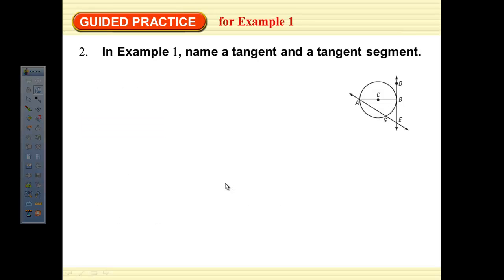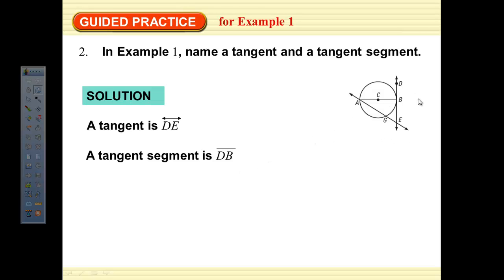And we want to name a tangent and a tangent segment. Well, the tangent here, we can name it line DE, we can name it line BE, line DB, any of those would be fine. A tangent segment would be, so DE is the line, DB would be just part of that where it touches the circle. So a tangent segment would be DB.